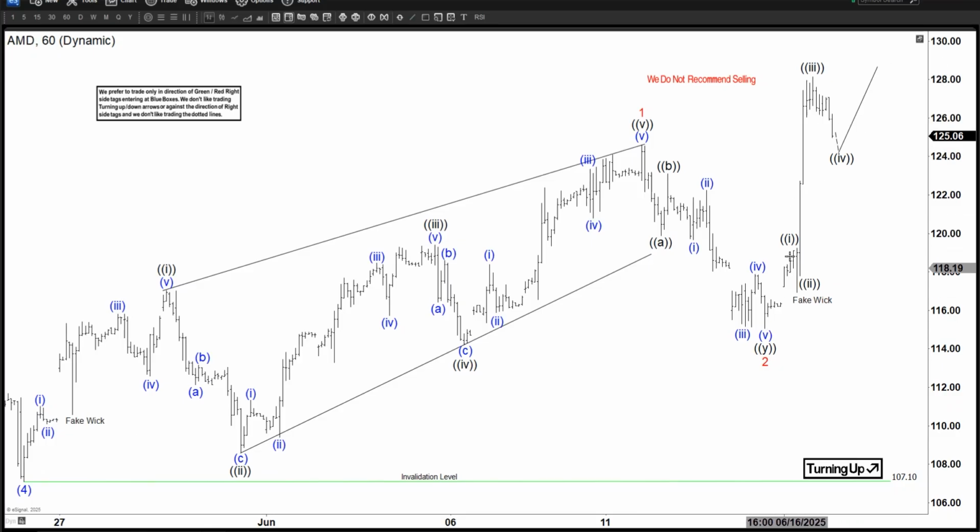Now if you simply look at this short-term structure here, it doesn't look complete. That 5 waves doesn't look completed, so therefore I think we should be looking for at least one more leg up, if not 2 more legs up, because we need a 4 and a 5 in the minor degree as well. So overall, shorter cycle, we can still see a bit more upside, but the medium term, we are getting close to finishing wave 5 in blue.